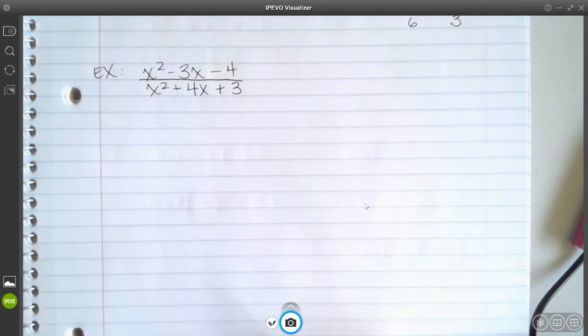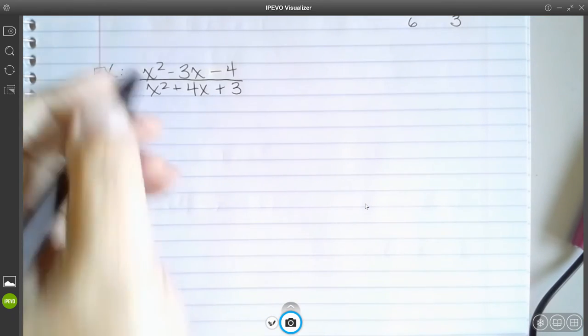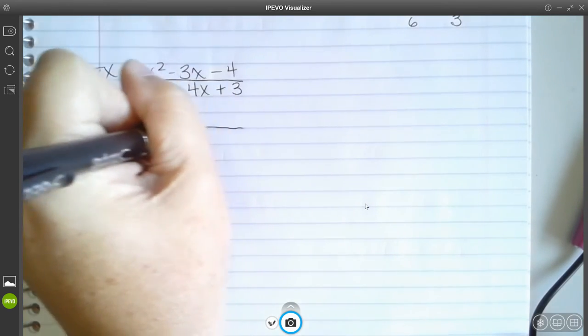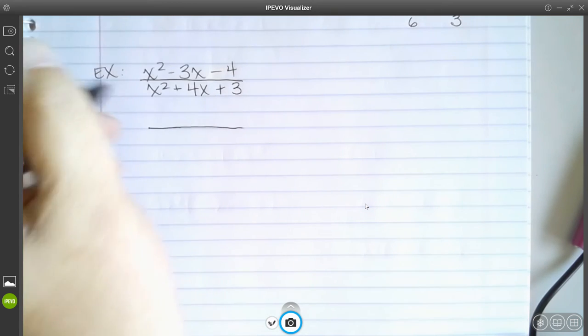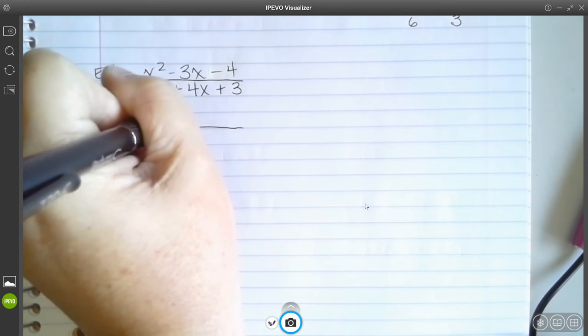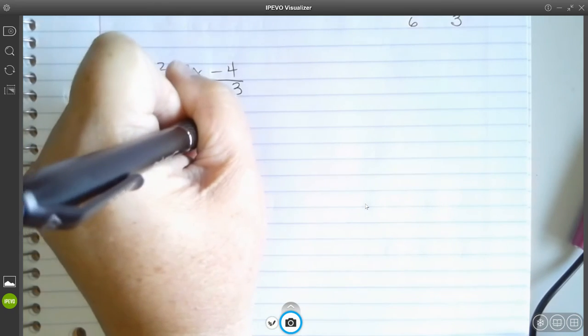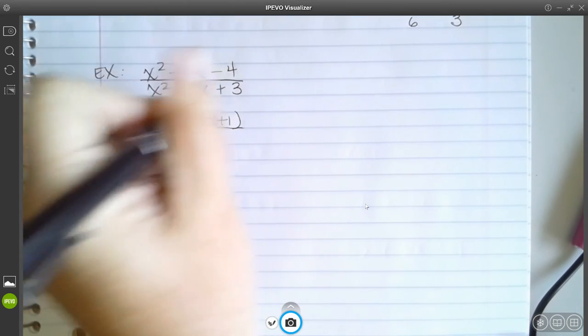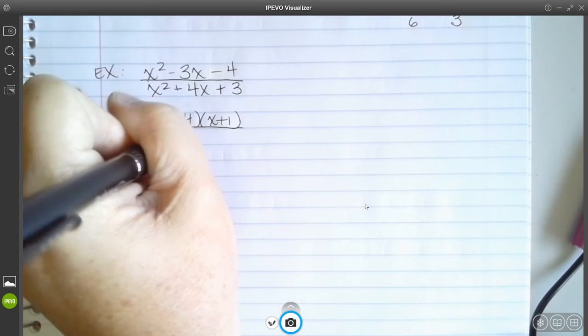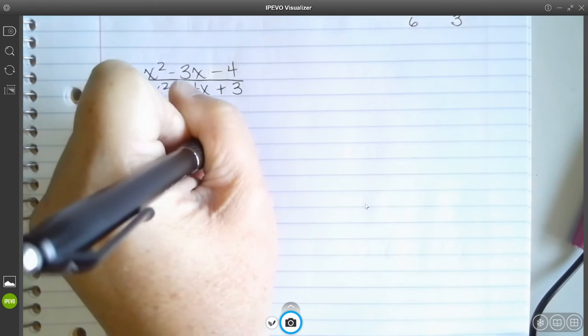If you gave me a page of problems and said, here, solve these, I'd have a great time. So x squared minus 3x minus 4, well, that is x minus 4 times x plus 1. And then on the bottom, 3 and 4, well, that's x plus 3 times x plus 1.